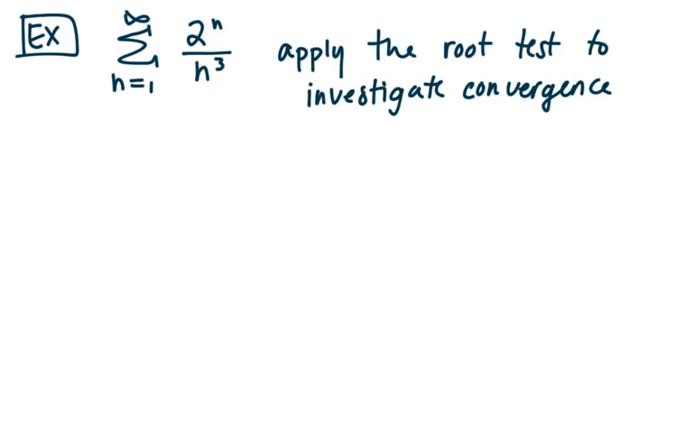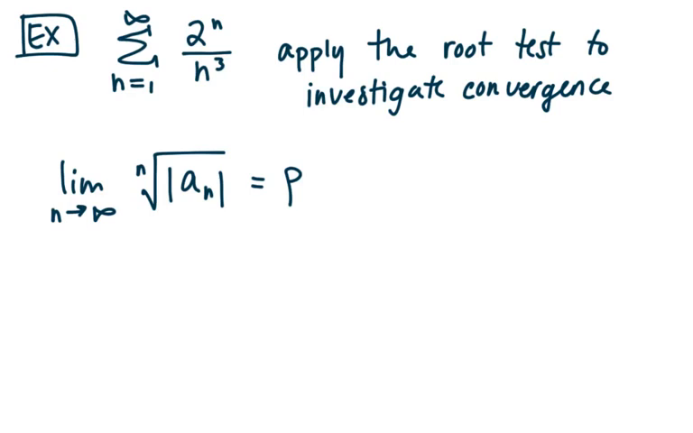And what the root test says is we want to look at the limit as n approaches infinity of the nth root of the absolute value of a sub n, and that's going to be equal to some rho. Now, rho is either going to be greater than 1, less than 1, or equal to 1. And that lets us know if the series will be divergent, convergent, or inconclusive, respectively.